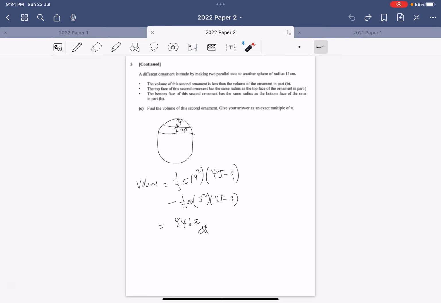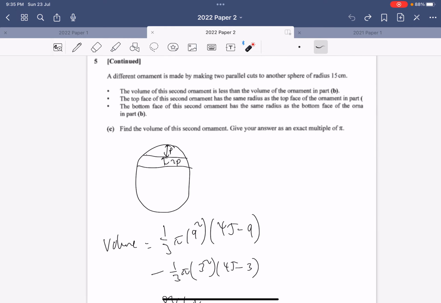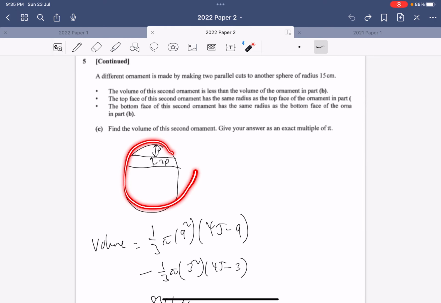And continuing, now we have a different ornament with certain criteria. So to do this question, we need to ensure that we understand the question properly and can model it. So we need to do it step by step. We have the sphere first, and then we know that the volume of the second ornament is less than the volume of the first ornament. So you know the first ornament cuts somewhere below here, so it has to cut more. So it has to be above the line.